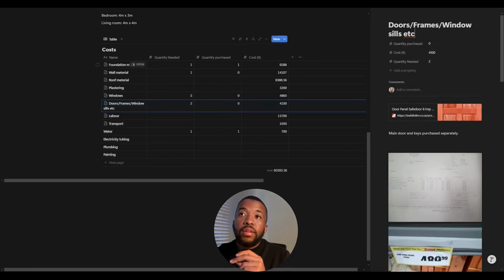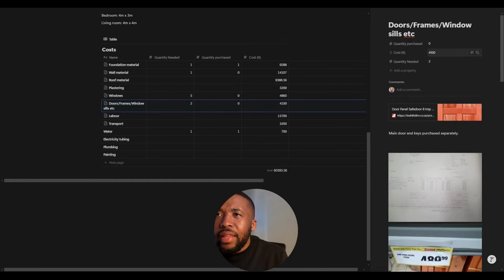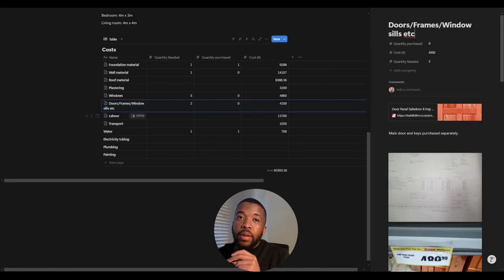I got that for 4,100 rands. I think this happened around Black Friday, if I'm not mistaken, or was it the windows? I think it's the windows that I got on Black Friday. So I struck a deal there, and I was like, I'm not gonna let that one get away from me, and so that's what I did. So all in all, I guess when it comes to the material, that's the amount of money that was spent or that went into that.